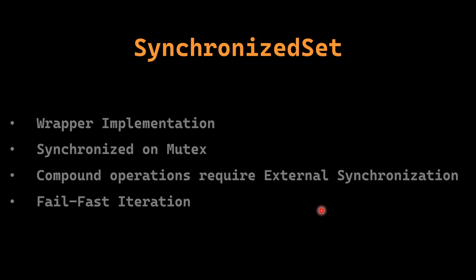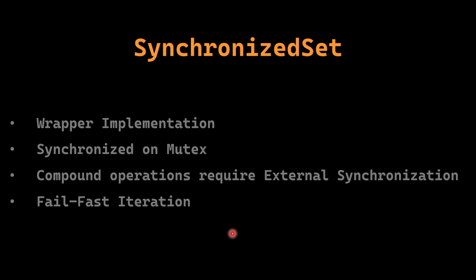Like all synchronized collections, SynchronizedSet exhibits fail-fast iteration behavior and requires explicit client-side synchronization during iteration. You must manually synchronize on the returned set during iteration to prevent ConcurrentModificationException and ensure thread-safe traversal. This is a common source of bugs because developers often assume the synchronized wrapper makes everything thread safe, including iteration.